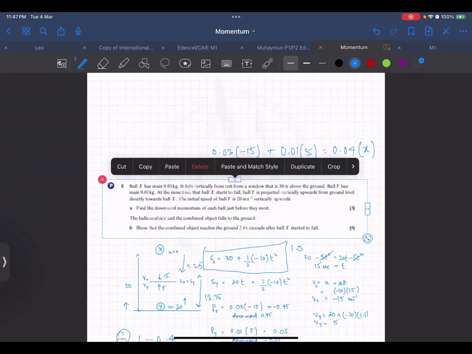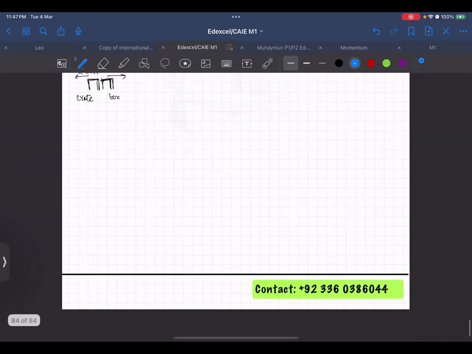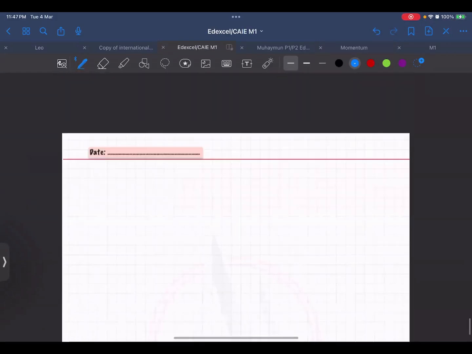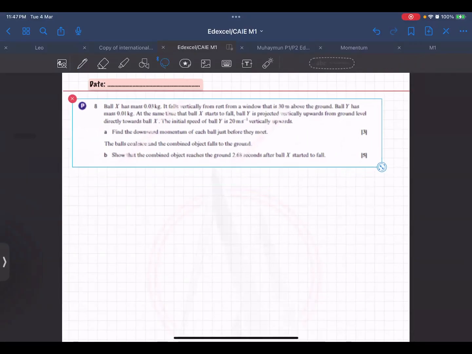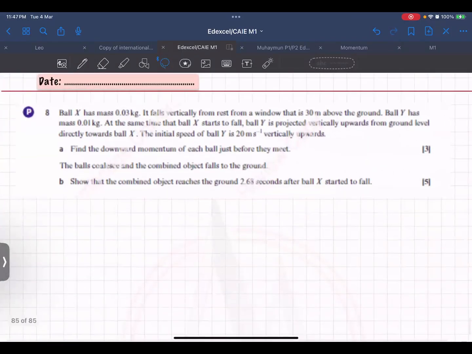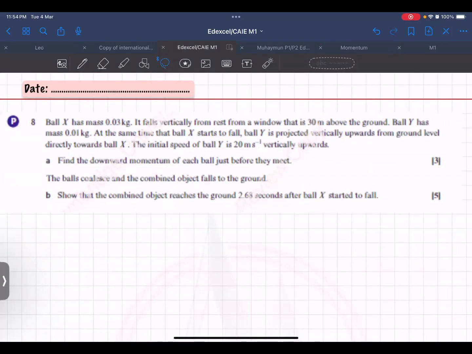Try this one. This is, I think, a little bit of kinematics as well. Read the question properly. Try this. The second part is, look, they have combined, the balls coalesce and the combined object falls to the ground. So you will find the combined velocity of the balls as well. The velocities would add up, and then once you get the velocity, the rest of it is kinematics.